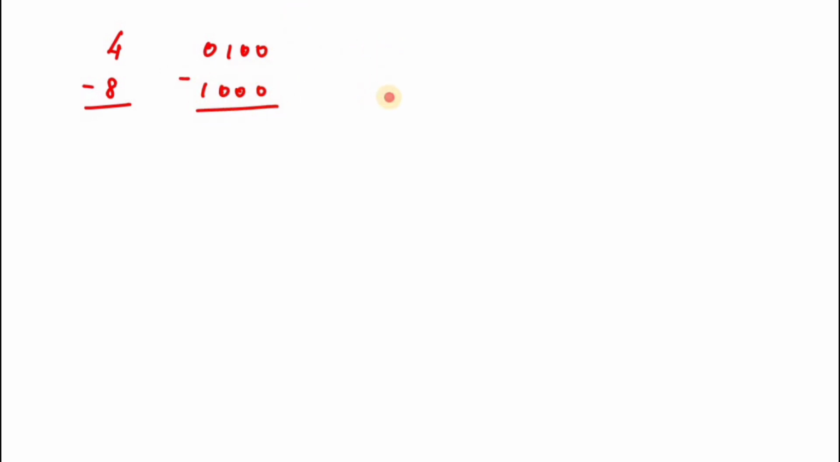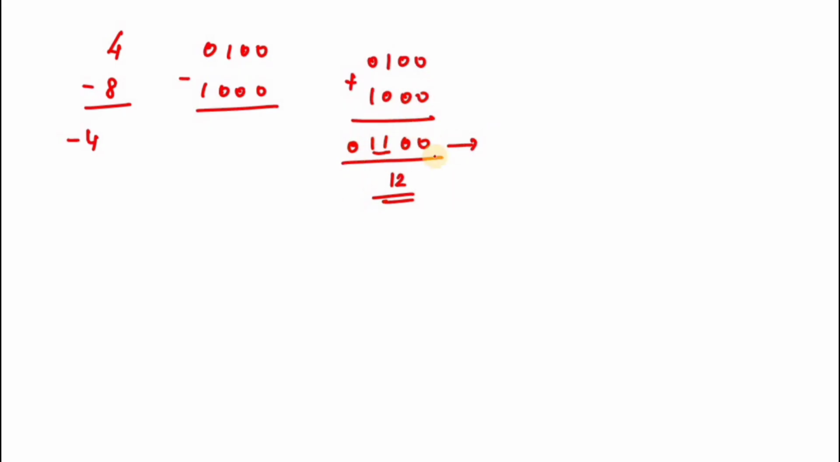So I have taken the 2's complement value, then I am going to add this one, right? So if I add, I will get the answer as 0, 1, 1, 0, 0. So it is not minus 4. This is nothing but 12. So this is not the value I'm going to get. So again I have to take the 2's complement of this answer. First you have to take the 1's complement of this value. 1's complement is inversion of this value. Then you have to add 1 with this one.